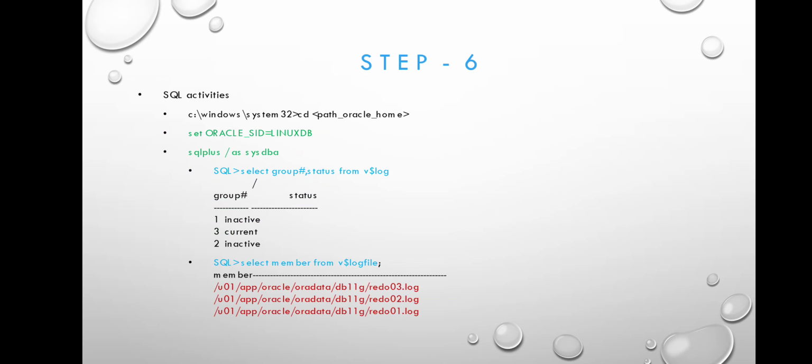Step 6. Now we need to connect to SQL Plus. For this, we must set Oracle SID. So open command prompt again and reach the Oracle home path and set Oracle SID. Then run sqlplus. Now first check the log file status from v$log. Run the commands as written and you can see the status of files and members of files as well. You can type the same commands written in step 6.